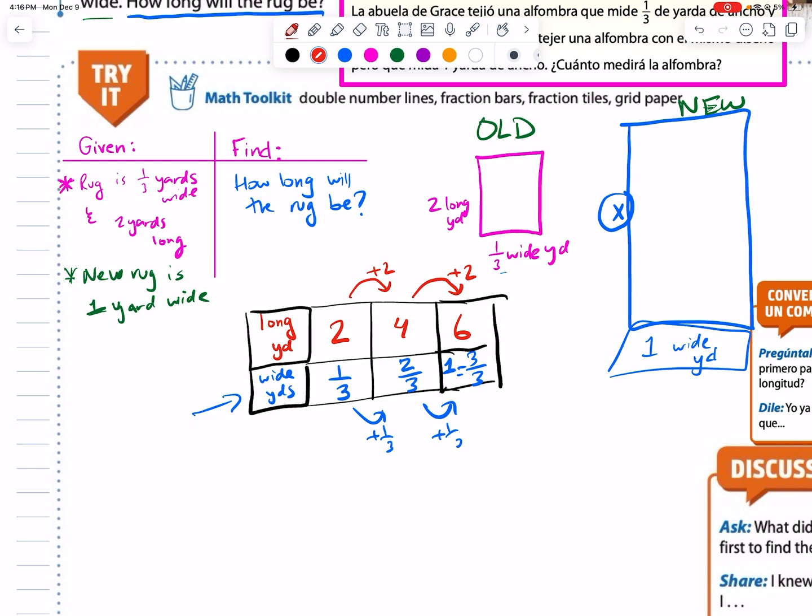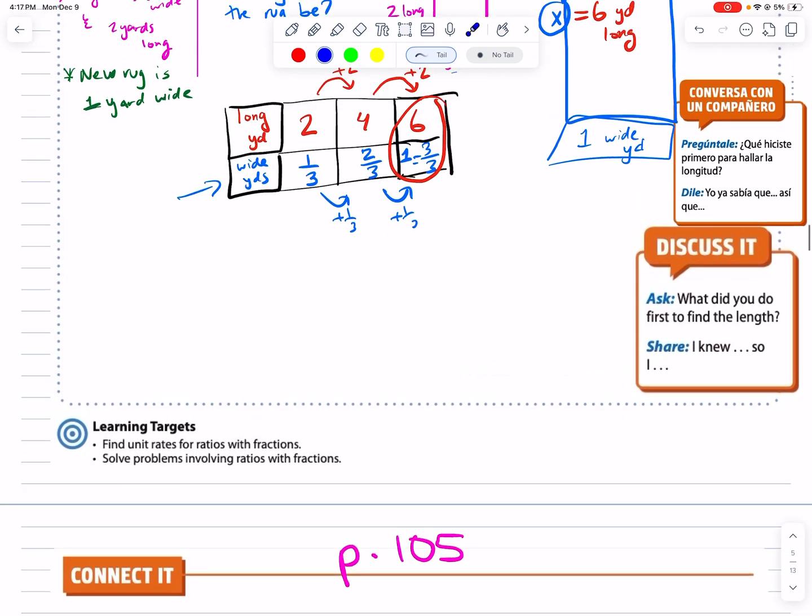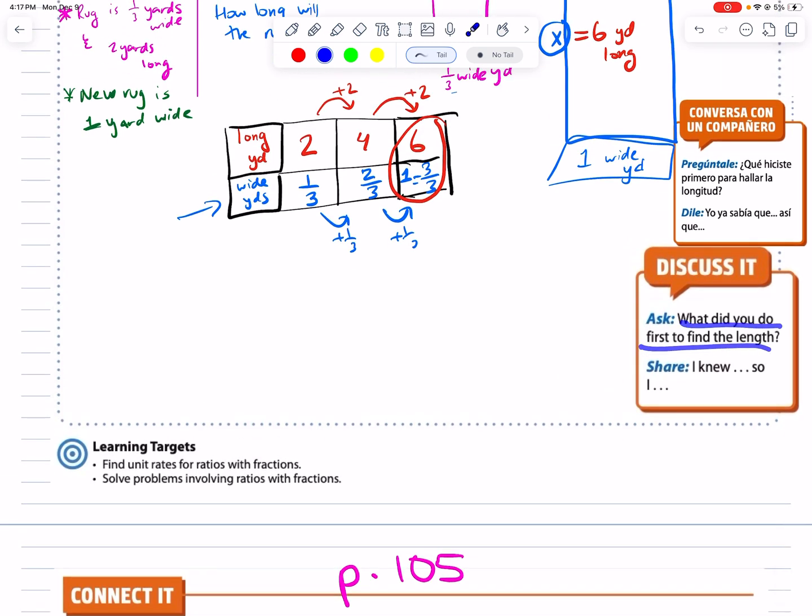So that means that the new rug is 6 yards long at 1 yard wide. If the rug is 1 yard wide, it should be 6 yards long. There you go. Grandma's going to be very happy. Hooray. Okay, what did you do first to find the lengths?